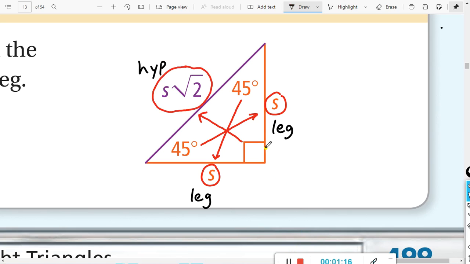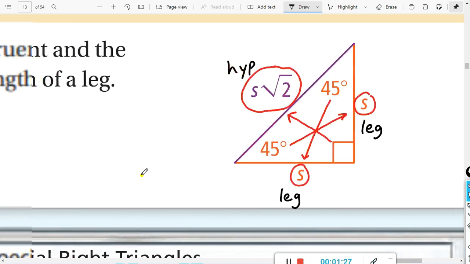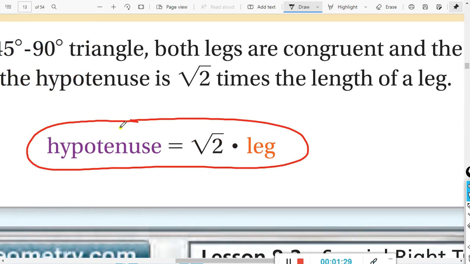So recall that the side across from the right angle is your hypotenuse. All right, and the other sides are just called legs. So that's how we get the formula. Hypotenuse equals radical 2 times leg. All right, this is for a 45, 45, 90-degree triangle.